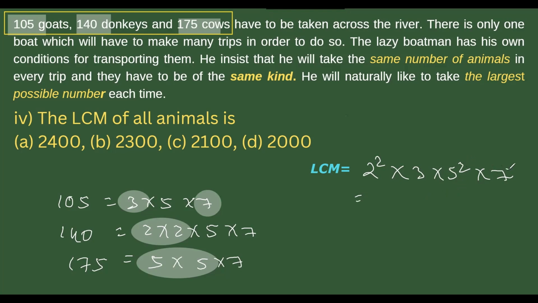So this is how much? 7 into 3 is 21. I'll write 21. And then this is 25 into 4, that is 100. So this is 2100. Yes, we have an option, option C is correct in this case. Right. So once we got the LCM, let's look for the other parts over here.